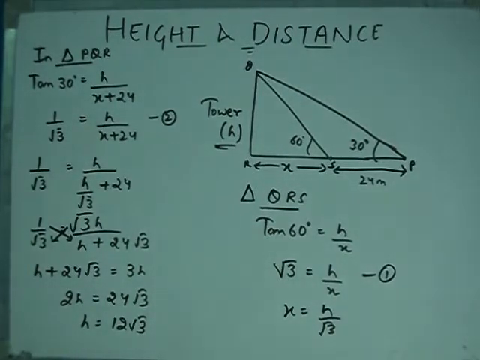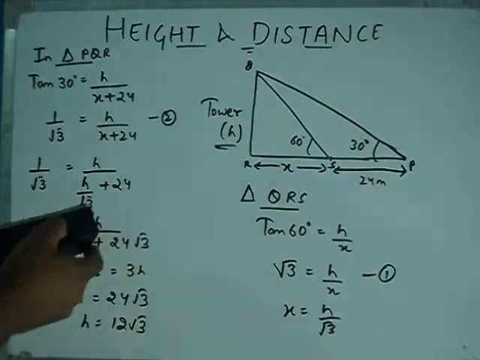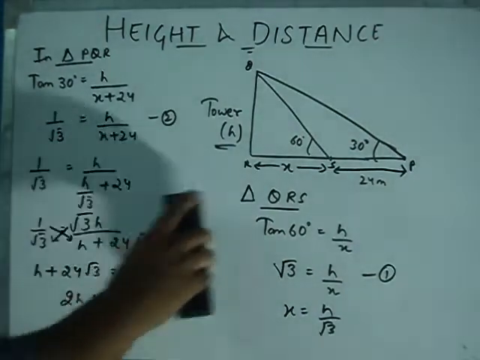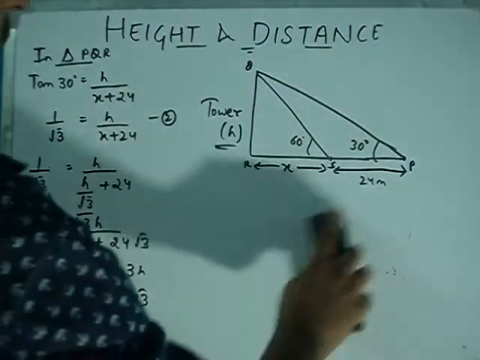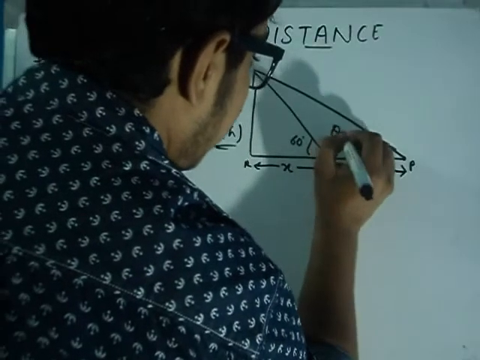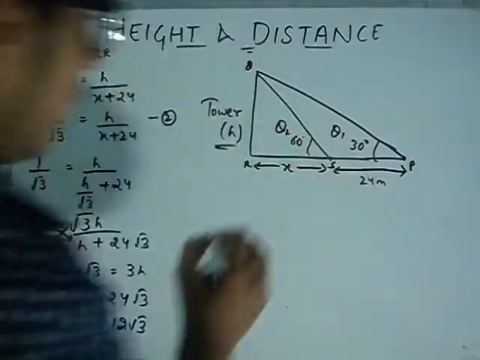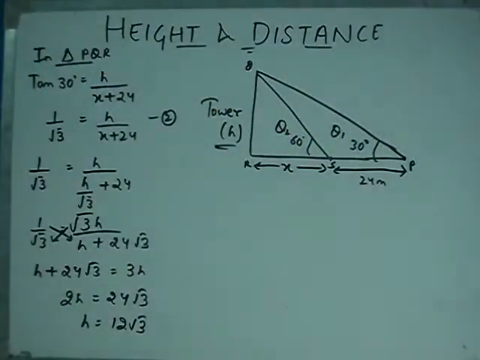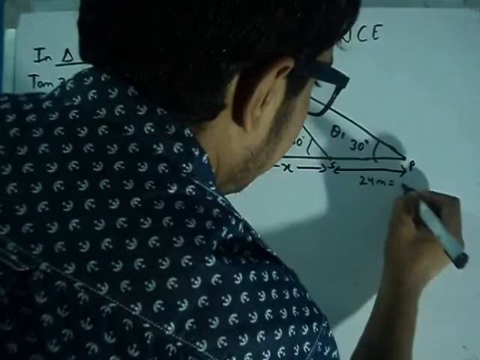But what if I told you a trick? What if I told you a trick to find this answer in one line? Like we have, I'm going to rub this. Okay, like this. Suppose this is theta 1, this is theta 2, and this is our distance d.